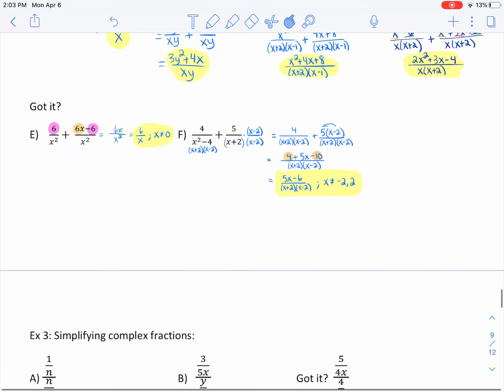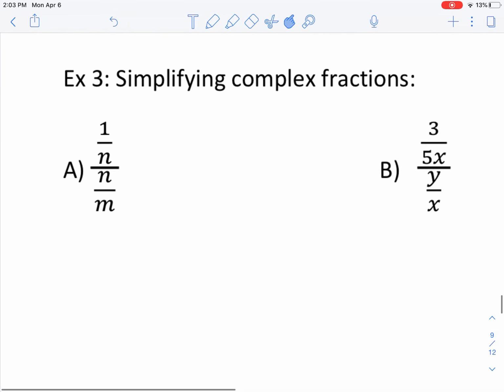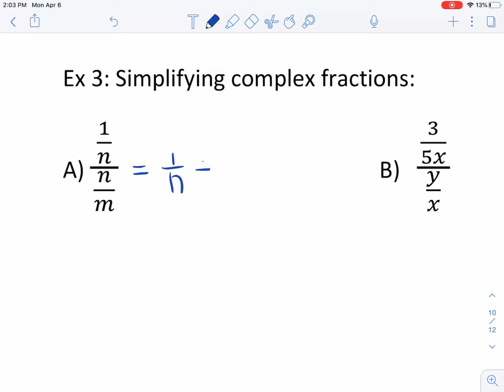The other type of problem you'll be asked to complete in this section is to simplify complex fractions. So let's look at A together. We have 1 over n all over n over n. Another way of thinking of this is that we have our top fraction divided by our bottom fraction. Our rational expression divided by our bottom rational expression.